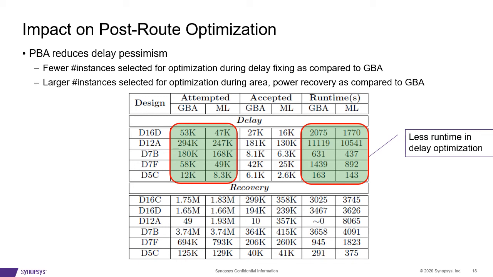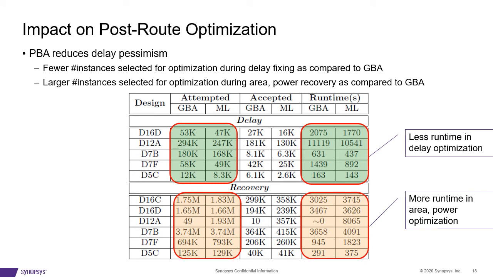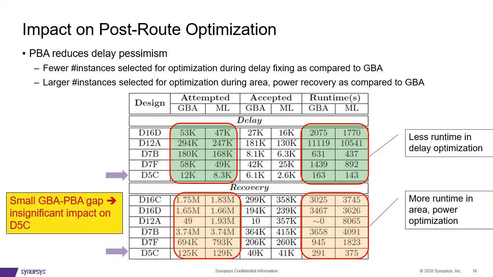As expected, runtime reduces because we work on fewer instances during delay optimization. And the reverse trend is seen during area and power recovery, where, as expected, we burn more runtime in area and power optimization. On this particular design, D5C, the GBA-PBA gap is very small. That's the reason we don't see very large improvements.